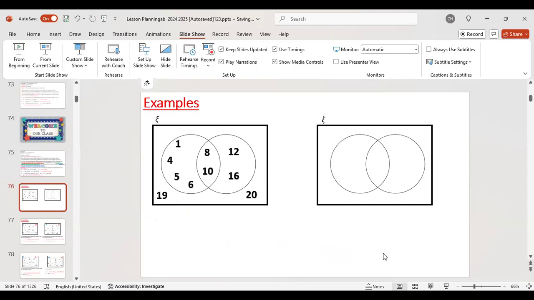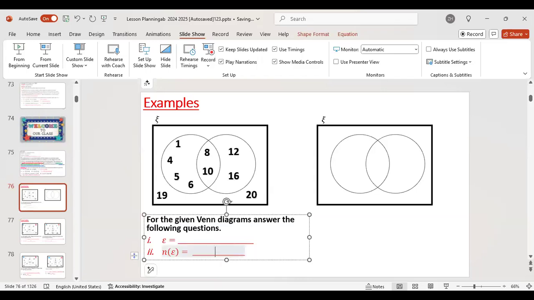So the question now asks us, I want you all to answer these two questions. Answer the following questions for this Venn diagram. I want you to tell me what is going to be in the universal set, and tell me the number of elements in the set.